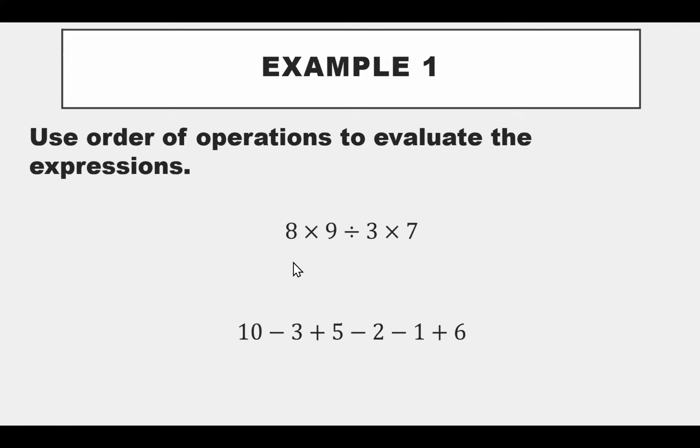Let's go ahead and use the order of operations to evaluate these two expressions. The reason I'm looking at these two in particular is because they have a mixture of operations in the same category. In this first one, where we have 8 times 9 divided by 3 times 7, that only has operations in the multiplication category. 10 minus 3 plus 5 minus 2 minus 1 plus 6 only has operations in the addition category.